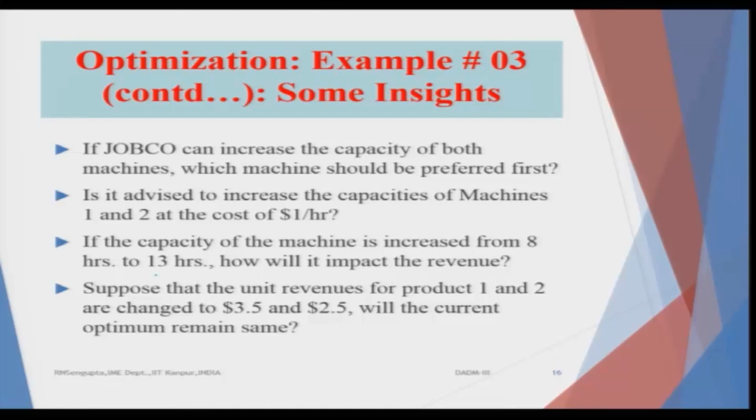Now, the question would arise: if this company can increase the capacity of both machines, which machine should it prefer? In very layman's terms, it would prefer the machine where the increase in unit cost or total cost for producing products x1 and x2 is the least out of these two constraints, because there are two machines, and the corresponding increase in the objective function is also maximum.